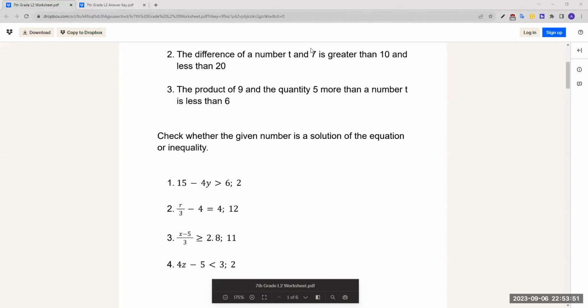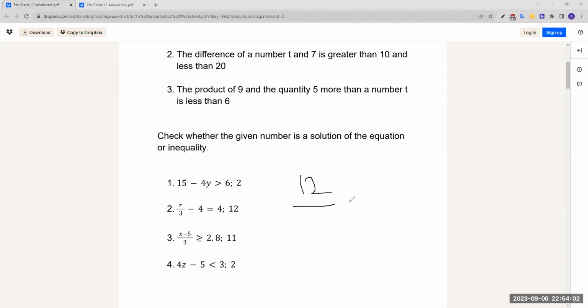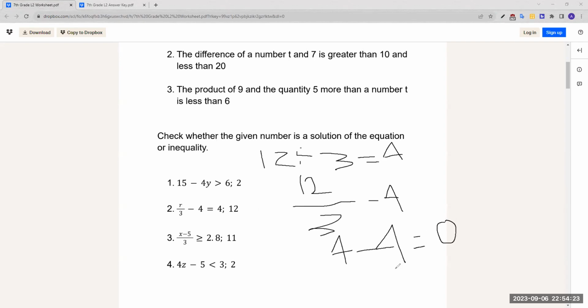Okay, number 2. r over 3 minus 4 equals 4, and the number we are given is 12. Again, we plug 12 in for r. Now, if this equals 4, then that means it's a solution. So 12 over 3 is 12 divided by 3, which equals 4. Then we do 4 minus 4, which equals 0, and 0 does not equal 4. So this will not be a solution.